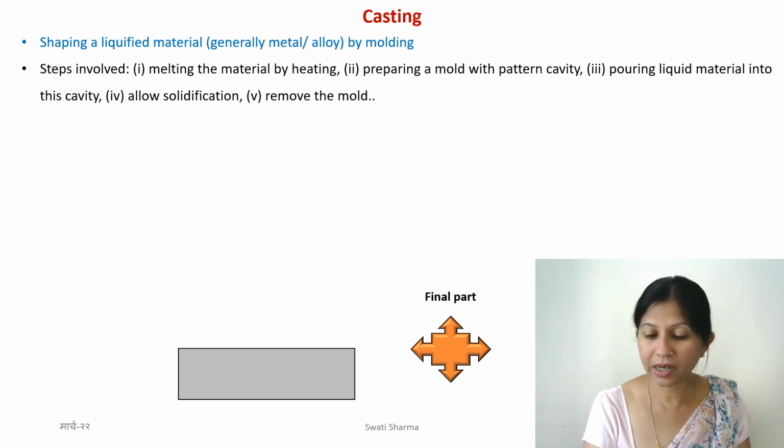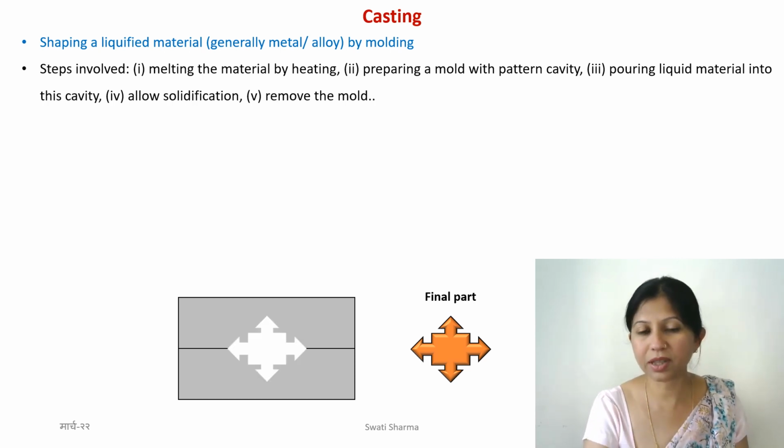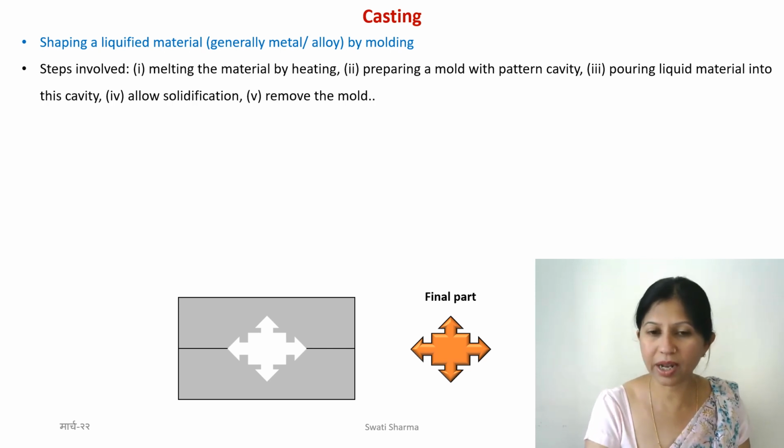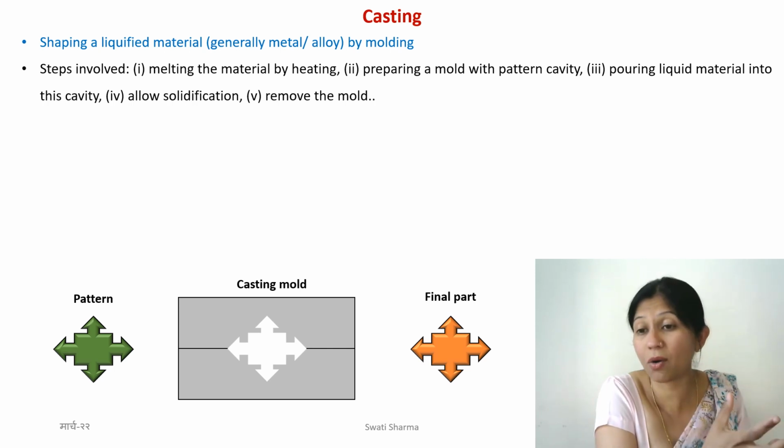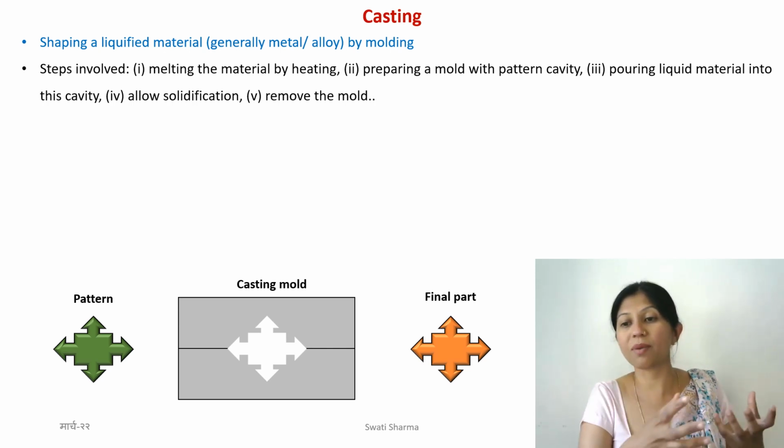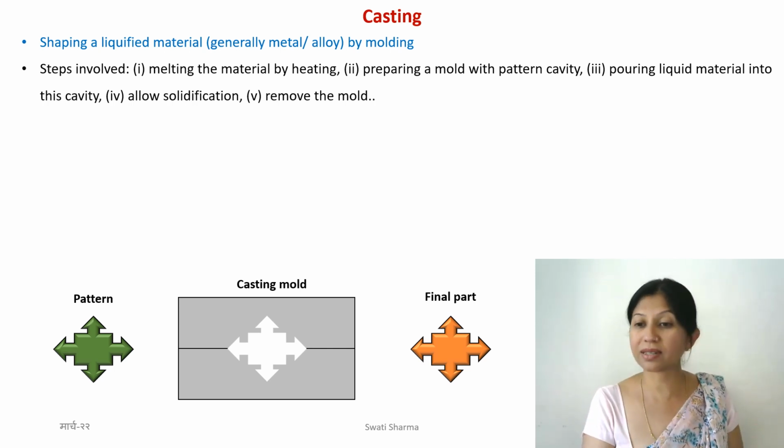So what do we need for that? I told you we need a mold, and I'm showing this mold in two parts with this cavity inside. So this white space, basically the empty space, is of the same shape as the final part. And how did I get that? Somehow I must have prepared that mold, right? So how do I prepare the mold? I need what is known as a pattern. That is why I use the term pattern and pattern cavity.